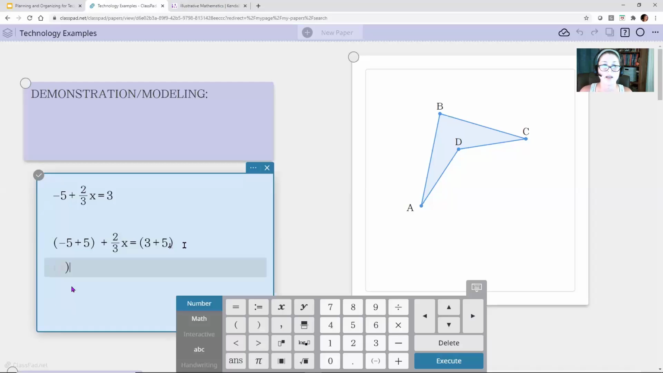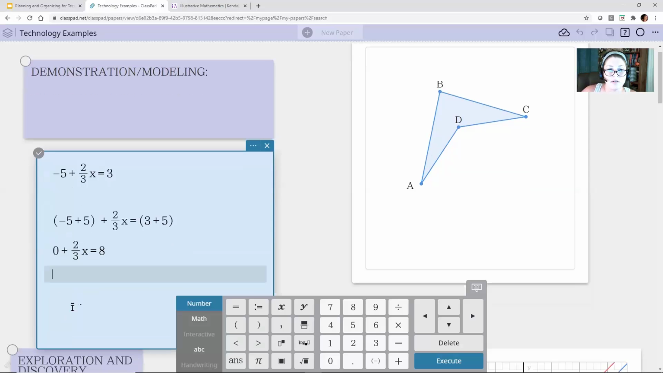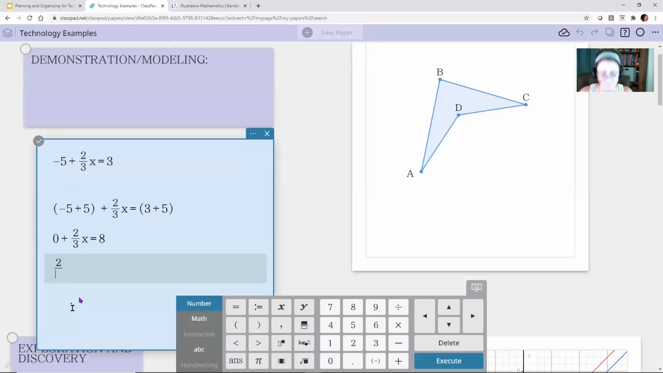0. So as a teacher, I might be modeling this. I'm talking that -5 plus 5 are additive inverses. They make a 0 pair. And so now I'm left with 2/3 x, and then I can add these together, right, associative property. 3 plus 5, I have 8. And so now I know, because of my additive identity, that 0 plus 2/3 x is the same as just 2/3 x. So now my next step might be to rewrite this as 2/3.